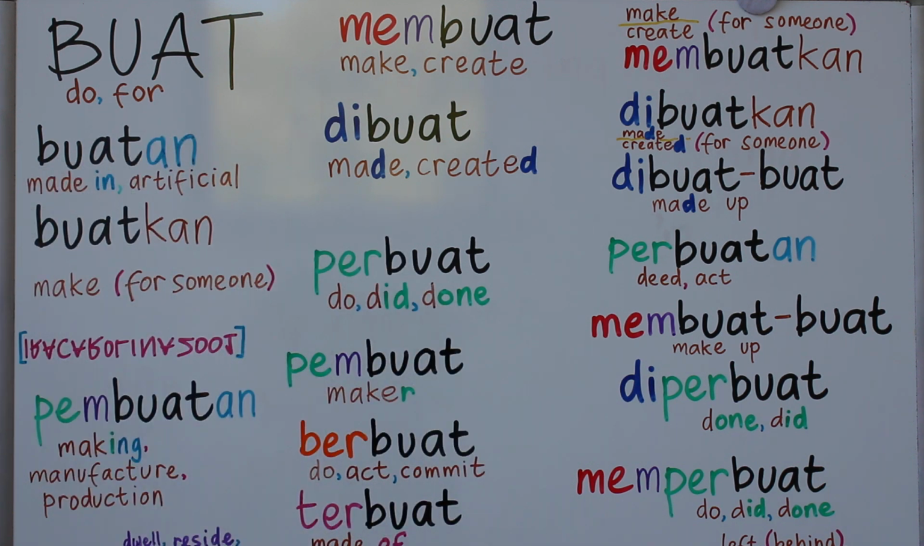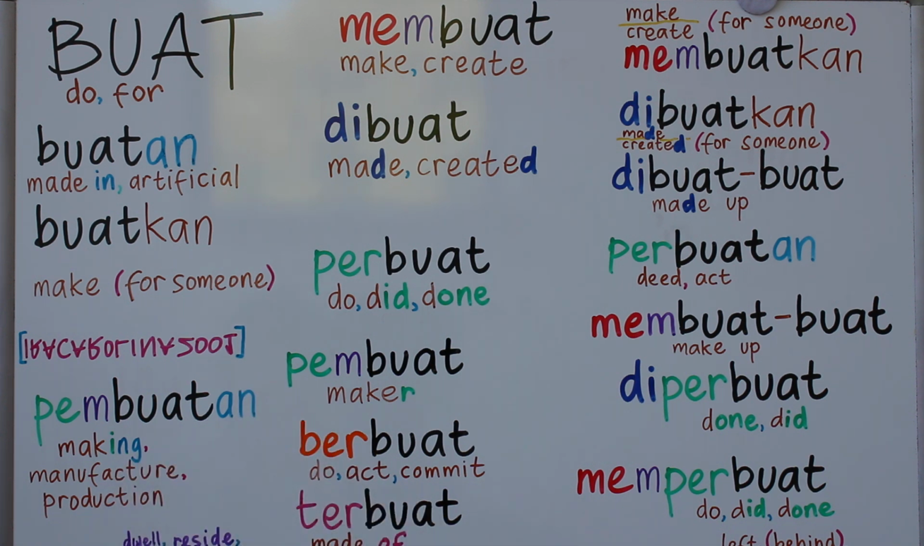This buat, or do, we do this one first because we have two suffixes. First of all is an, the second is kan. Buatan, made in or artificial. It depends on the context, of course, or where it is as a phrase together with the noun. It can be made in, for example, buatan Indonesia, made in Indonesia. But let's say I choose a noun, something, and then buatan, it means artificial of that noun or of that something.